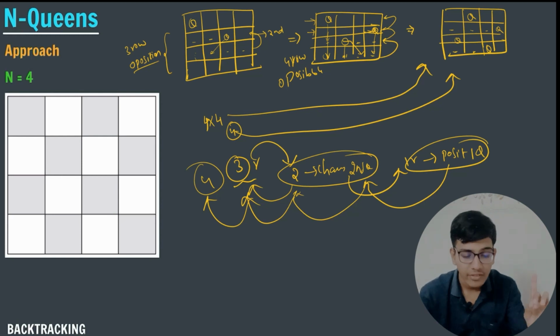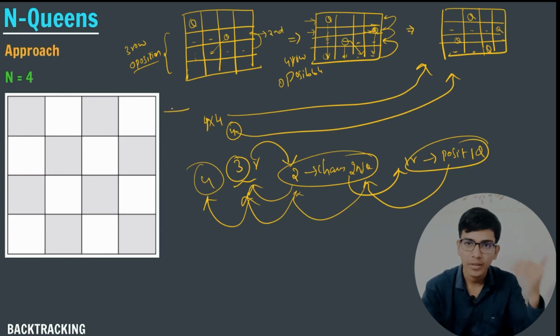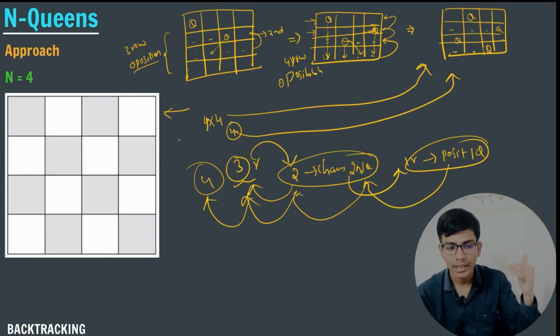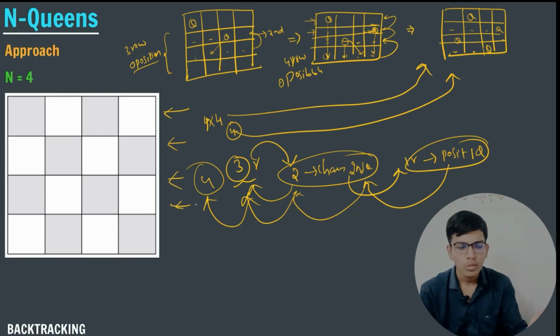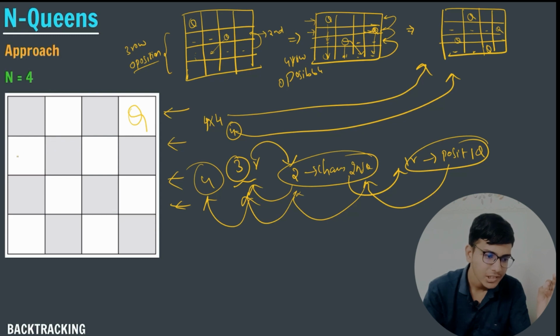Before we go into the code part, I want to demonstrate one thing. You can see that we are filling our queens from the 0th row and we are coming down. One thing you need to understand here is that suppose I am placing my queen here, and in my second position I am placing my queen somewhere here.